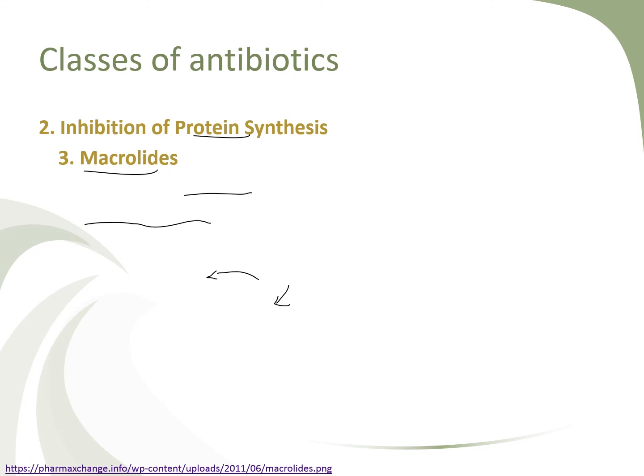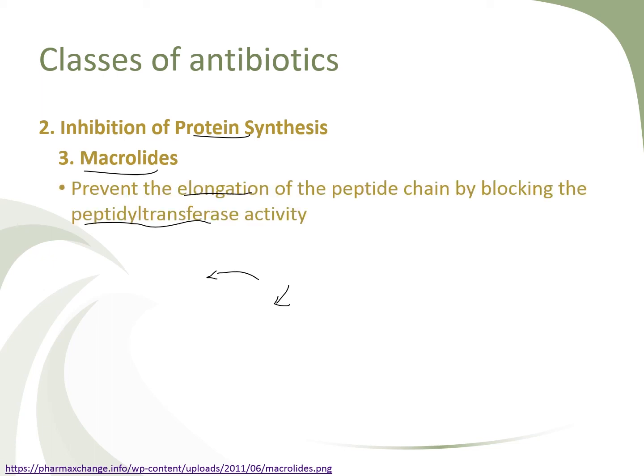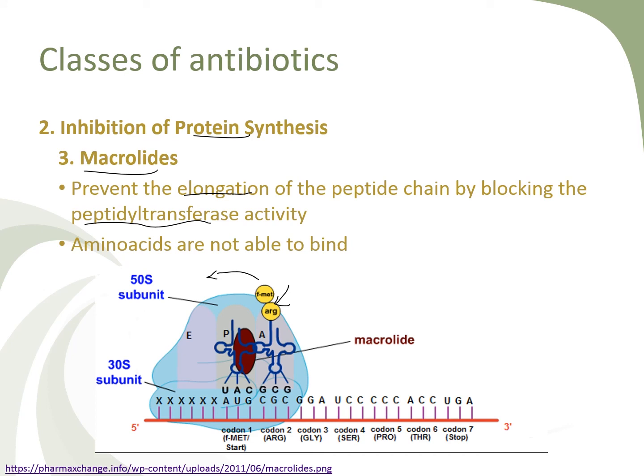Now I'm gonna talk about the macrolides. It's the third group of protein synthesis inhibitors. The macrolides prevent the elongation of the peptide chain by blocking the peptidyltransferase activity. So, in this case, the macrolides do not bind to the ribosome, but bind to the enzyme that puts together the amino acids.